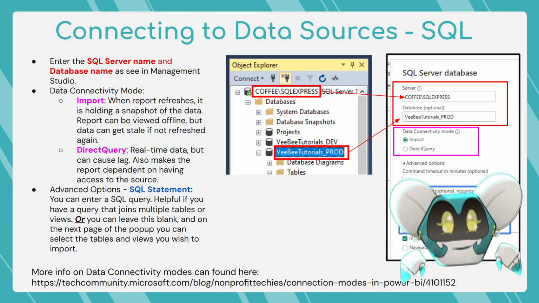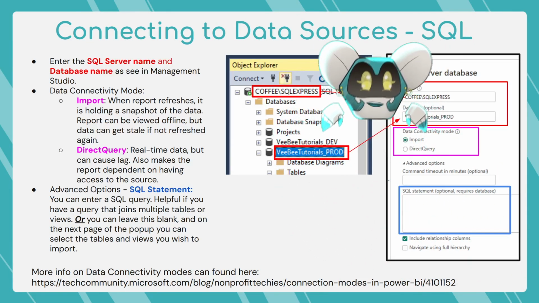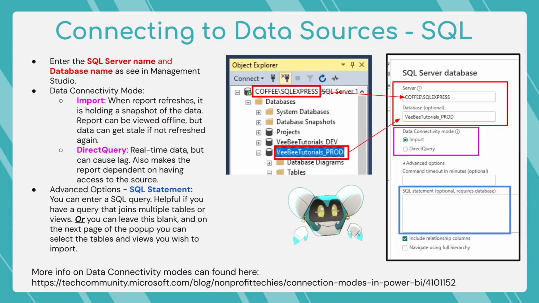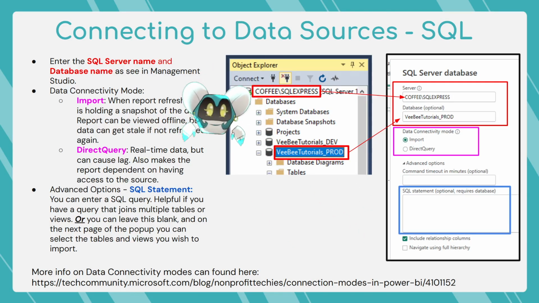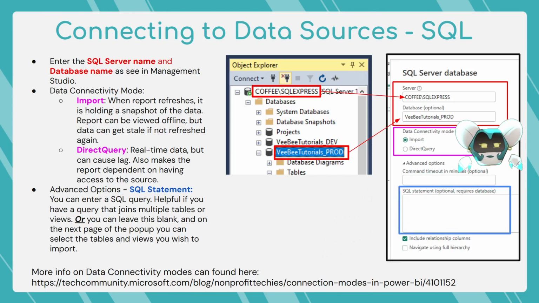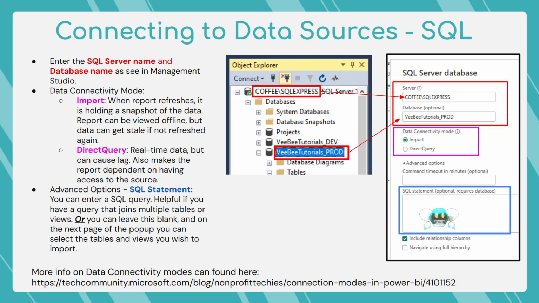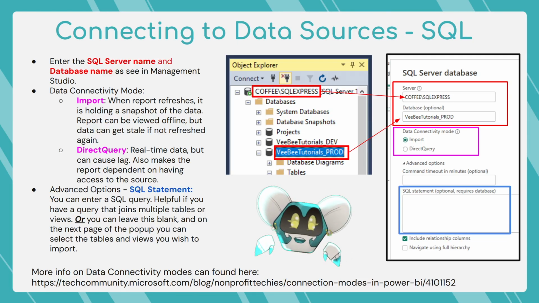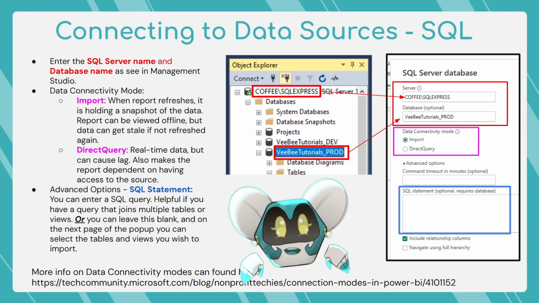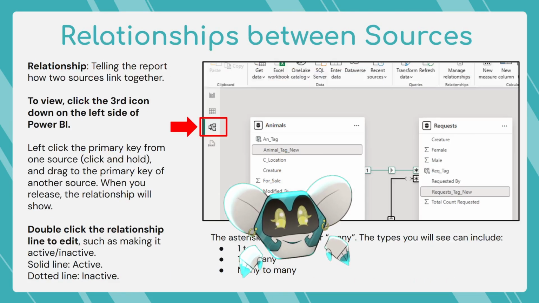Connecting to SQL Server, you will need the server name and database name. You can get that from Management Studio. Know if you want to have the data come into the report when you refresh it, or do you want a live connection? That's the difference between import and direct query. There are two different ways you can get your SQL data in. You can either enter a query, or if you leave that blank, on the next page you can select the names of different tables and views that you can import in their entirety.